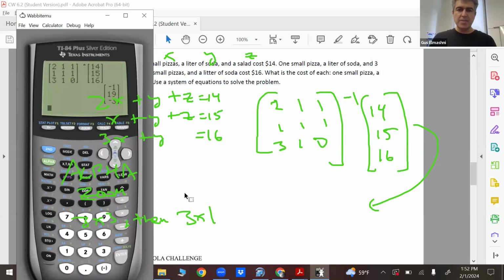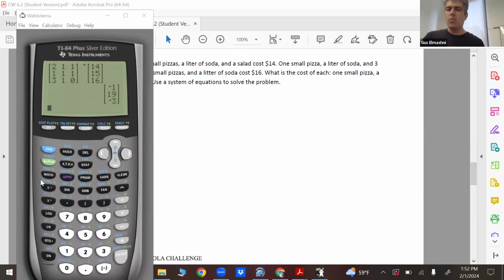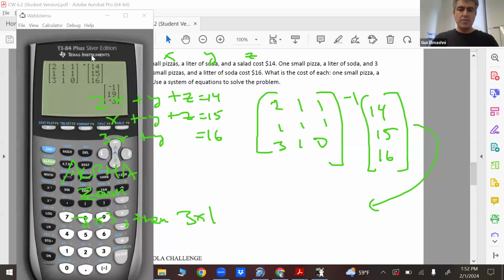Uh-oh, I made a mistake, guys. Why did I make a mistake? What do x, y, and z represent? The cost of each of those items, right? Can a cost be negative? Okay, so this is okay. It means I gotta go back and check my work, right? So let's go back and check my work.